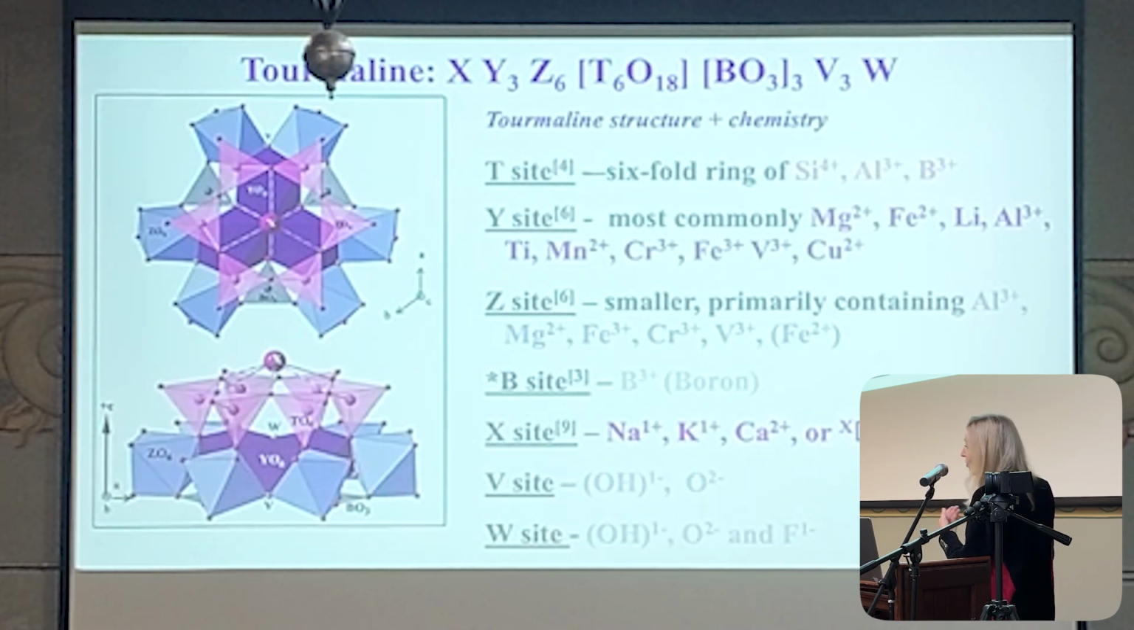Now, all of these different sizes of polyhedra allow nearly the entire periodic table to be incorporated into the tourmaline crystal. It needs boron, but it can take in anything from hydrogen all the way to bismuth and just about everything in between.